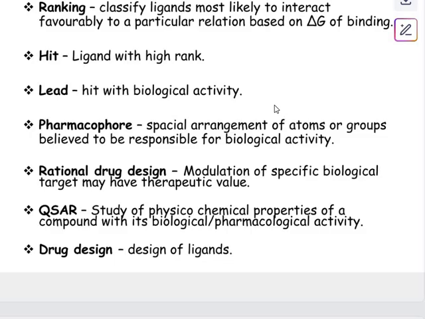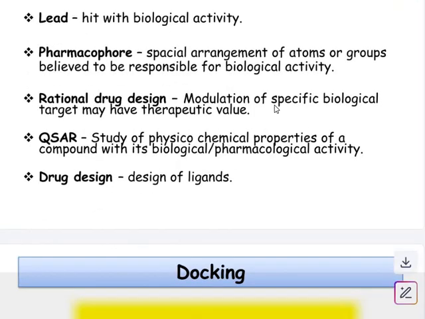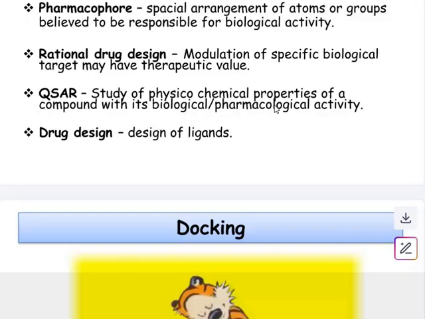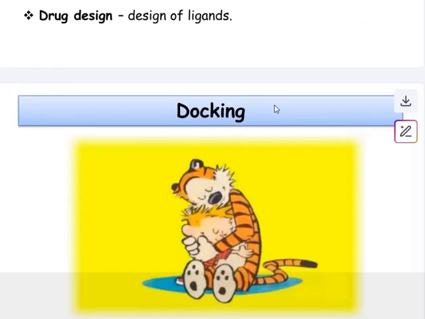Pharmacophore, a spatial arrangement of atoms or groups believed to be responsible for the biological activity. Rational drug design, modulation of a specific biological target may have therapeutic value. QSAR, a study of the physico-chemical properties of a compound with its biological or pharmacological activity. Drug design, design of ligand.